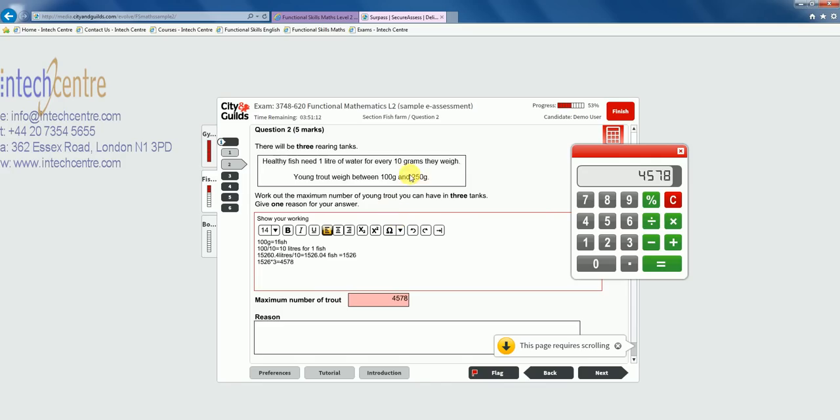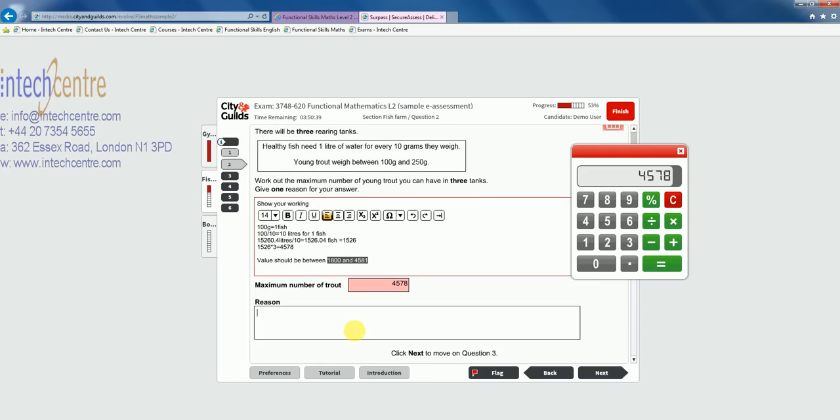Just to make you aware, you can pick any other number. You could have picked the 250 grams and still got to a correct answer. So the mark scheme shows that the value should be between 1,800 and 4,581. So if you get an answer between these, then you're perfectly correct, as long as you give a reason for your answer.